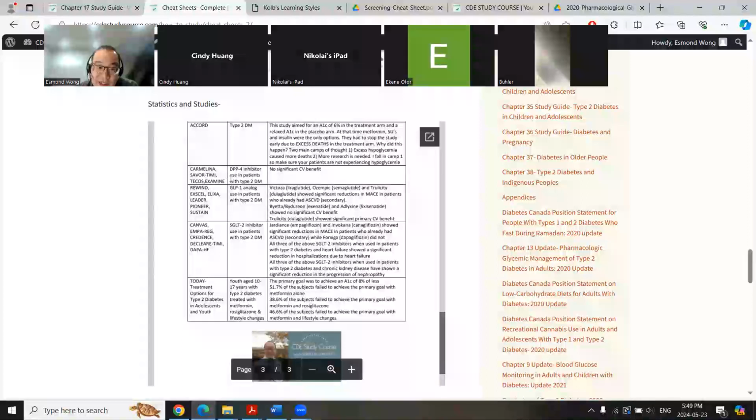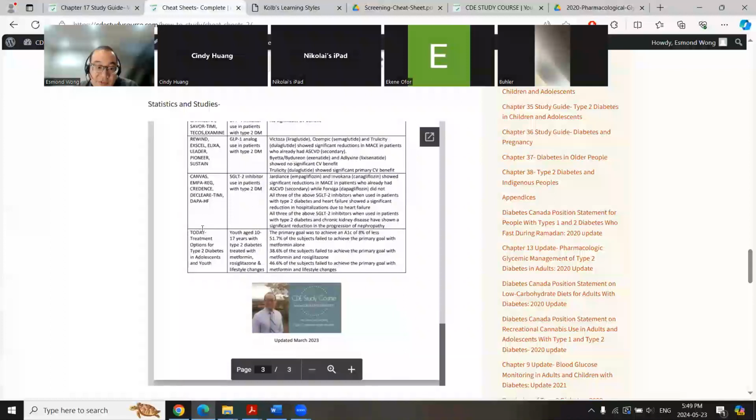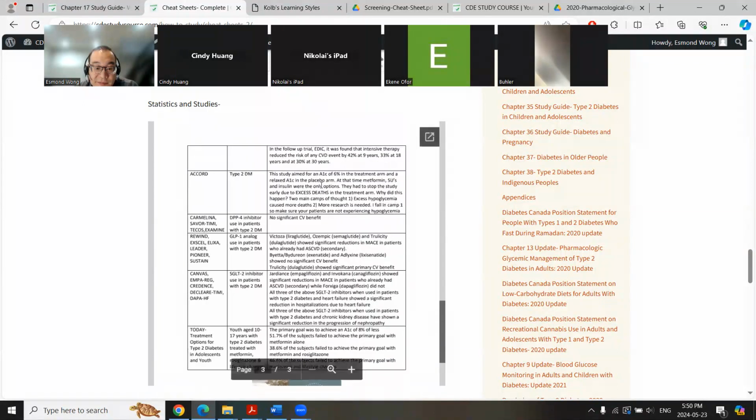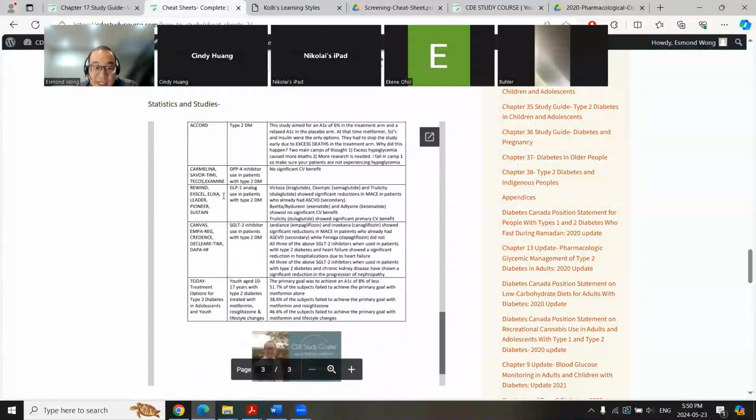Like you need to know that DPP-4s in general didn't have any CV benefit. For the GLP-1s, not all of them showed CV benefit, just Victoza, Ozempic, Trulicity. For the SGLT2s, they all showed benefit for renal function and things like that. So you don't have to memorize the names, like who was in the trial, how many patients, stuff like that.